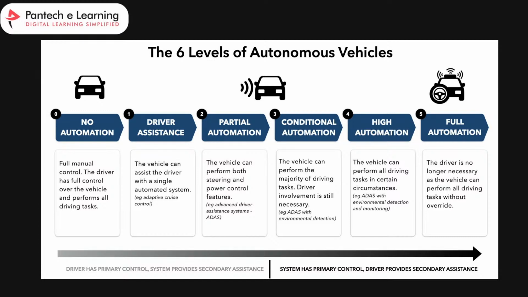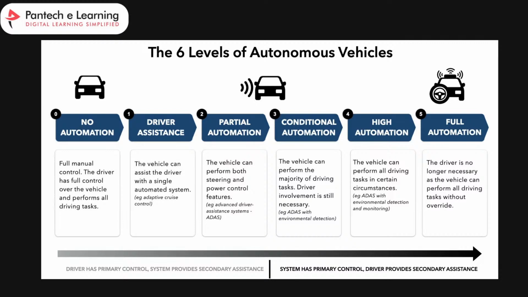Next one is level 4. So here the vehicle is fully self-operational within the defined boundaries, without needing human attention or human assistance. So features like pedals or a steering wheel may not be present.